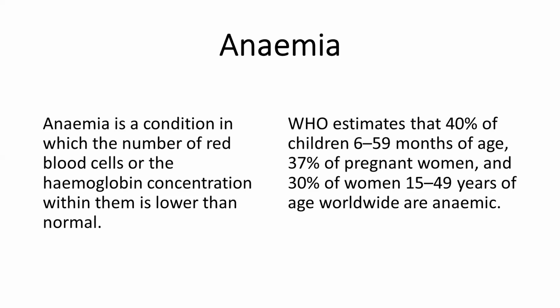Anemia, as you know, is a condition in which the number of red blood cells, or the hemoglobin concentration within them, is lower than normal. The World Health Organization estimates that 40% of children between 6 months and 59 months of age, 37% of pregnant women, and 30% of women of fertile age between 15 and 49 years of age worldwide are anemic. So it's a widespread, prevalent public health issue.